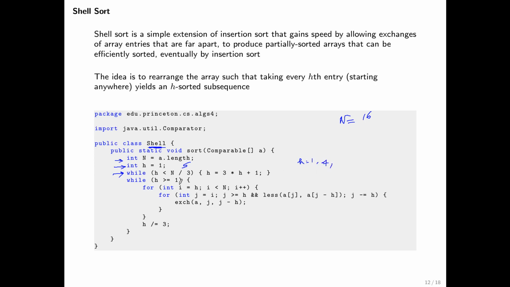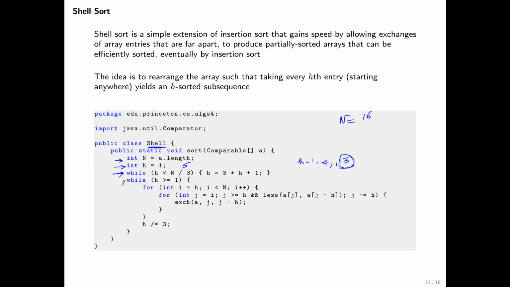Now, is 4 less than 5? It is. So the next value for h is 3 times 4 plus 1, which is 13. Is 13 less than 5? It's not, so we are done with the while loop. So what we have managed to find is the value for h as 13.